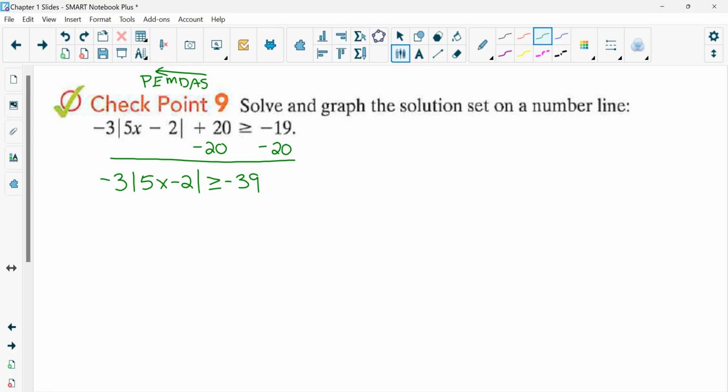Remember, you can't distribute through an absolute value. We got to keep undoing. So we're undoing the multiplication with division. So we're dividing by negative 3 on both sides. Remember, all that does is cancel out the negative 3. We still have the absolute value, and what's inside the absolute value is not being touched. And that would give us positive 13. Okay, that absolute value is now isolated, so we can go ahead and write our two inequalities now.